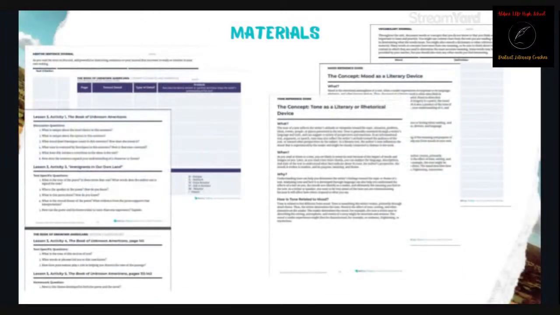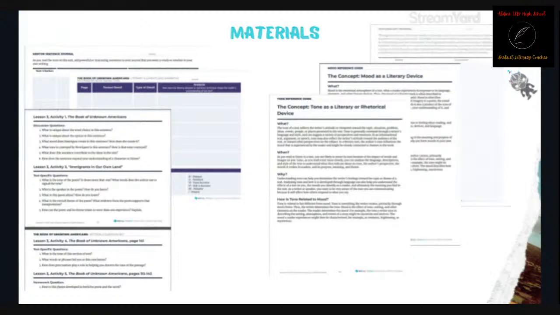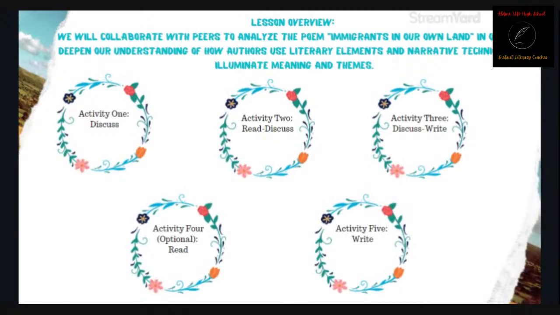The materials are the Mentor Sentence Journal, the Book of Unknown Americans Literary Elements and Narrative Techniques Note-Taking Tool, Vocabulary Journal, Mood Reference Guide, Tone Reference Guide, and the Section 2 question set. For the lesson overview, we will collaborate with peers to analyze the poem Immigrants in Our Own Land in order to deepen our understanding of how authors use literary elements and narrative techniques to illuminate meaning and themes. So now we'll take a closer look at the 5 activities that make up lesson 3.